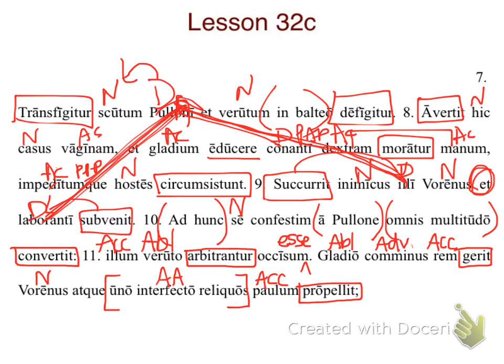And that's Varanus. It says he immediately turned from Pullo. Hold on. What is omnis multitudo? I said from the whole multitude. So how about make it your subject? Okay. Oh goodness. So to this one, the whole multitude.